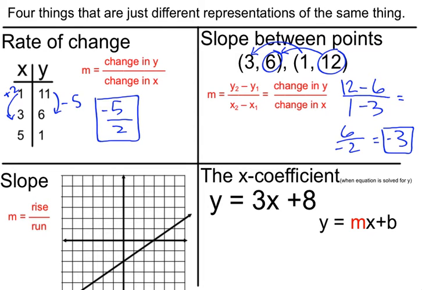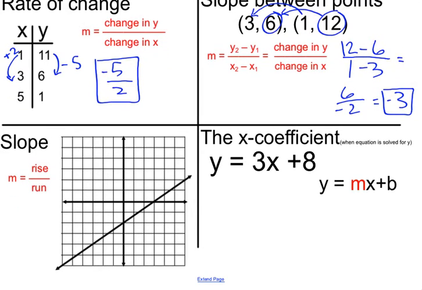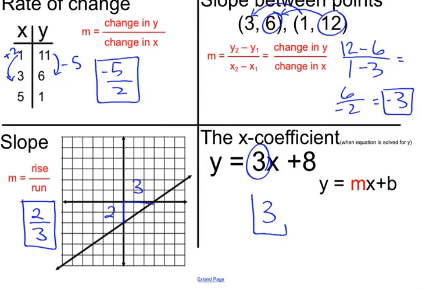When we're doing slope on a graph, we do rise over run. So you do a right triangle. The rise here is 2, the run is 3. The slope, rise over run, is 2/3. And then if you have an equation, once it is solved for y, the slope is the number in front of your x. It is the coefficient of the x term.